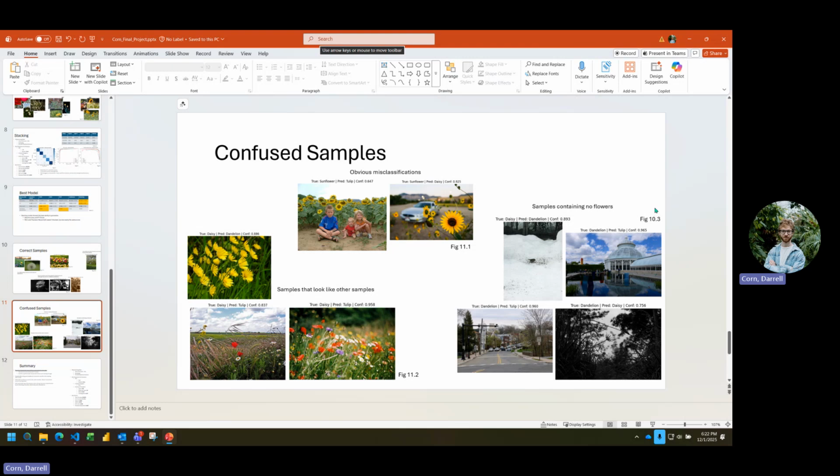But the last set of misclassified samples that I had in my mind, there were some samples that seemed like they shouldn't be included in the data set at all. Like they didn't really have any flowers, such as this conservatory here, or this bird in the snow, or even this town. I'm not quite sure why those made it in the data set, but the classifier clearly struggled on those.